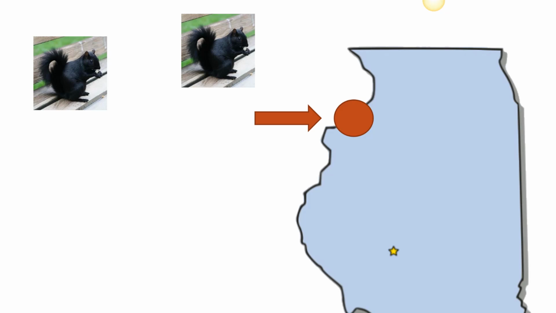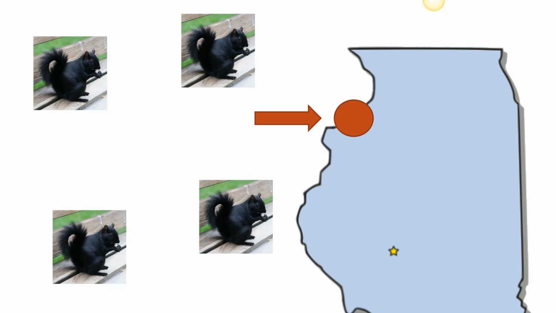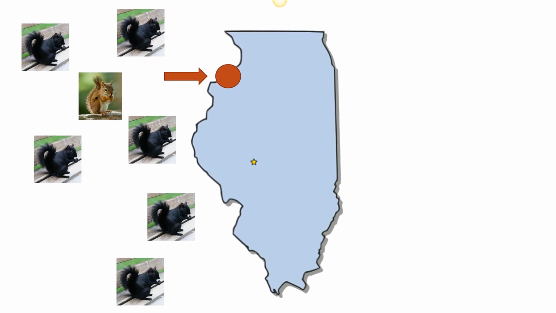So I continued to observe these squirrels on the campus where I taught and in local parks and elsewhere. And I would see squirrels. There's a black squirrel. There's a black squirrel. Oh, there's a brown squirrel. There's another black squirrel and another black squirrel. Oh, a brown squirrel. Neat.